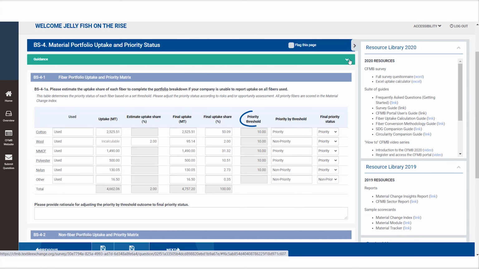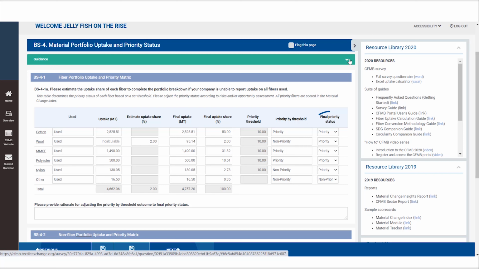Priority threshold is related to scale and is the Textile Exchange percentage where, if exceeded, reporting on that material type is required for the Material Change Index. In the case of fibers, this is 10% of the total fiber portfolio. The column Priority by Threshold displays the material types which are priority and required for Material Change Index reporting, and those which are non-priority and reporting is optional.